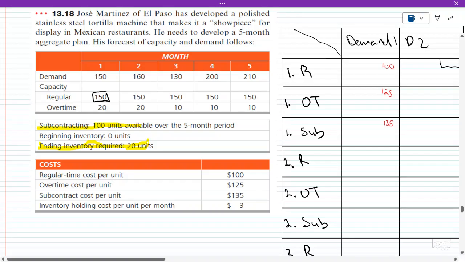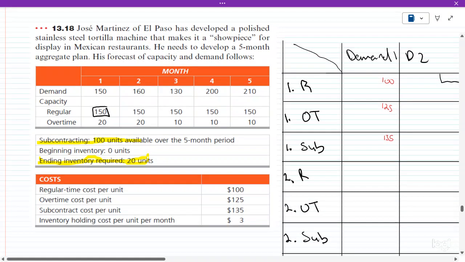Then the last one for the day is this one. It's from Jose Martinez of El Paso. He has developed a polished stainless steel tortilla machine that makes it a showpiece for display in Mexican restaurants. He needs to develop a 5-month aggregate plan. His forecast of capacity and demand is as follows.